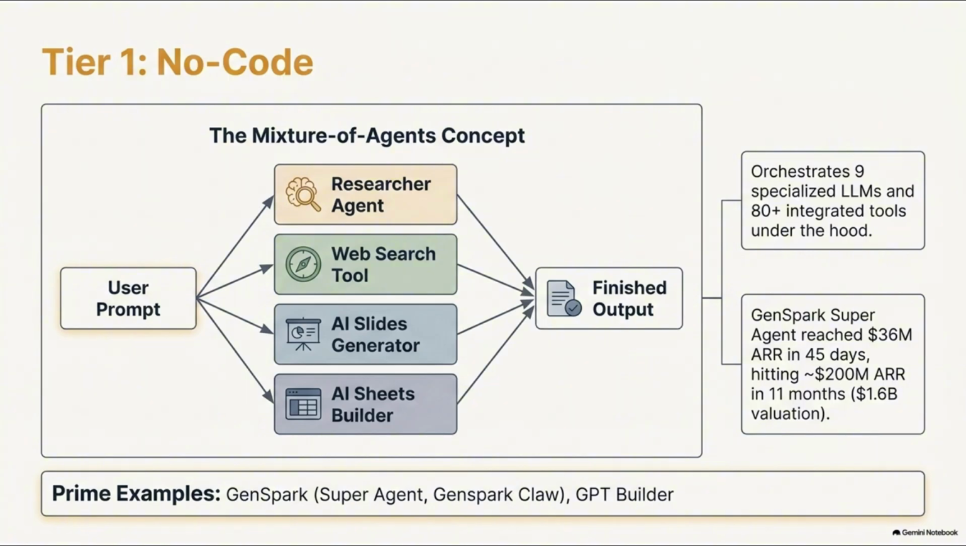And the demand for this is staggering. GenSpark's super agent hit $36 million in annual revenue in 45 days. That's how badly people want just make it work tooling. It also ships ready-made sub-agents, AI slides, AI docs, AI developer. So common jobs are one click away.